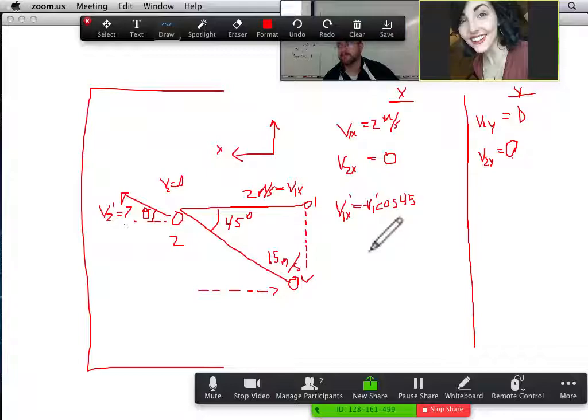How do we know it's going to be negative? Because it comes back out the same place it went in. They did say that. I know that the x direction velocity will be negative. And my velocity 1y is going to equal velocity 1 prime sine 45 degrees, right?